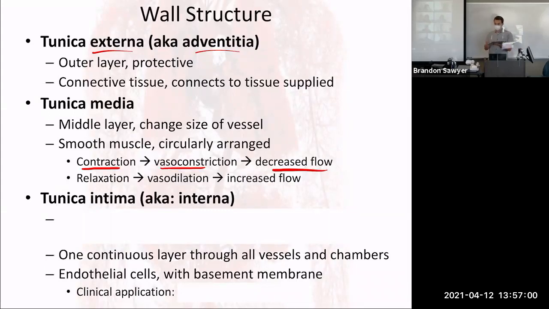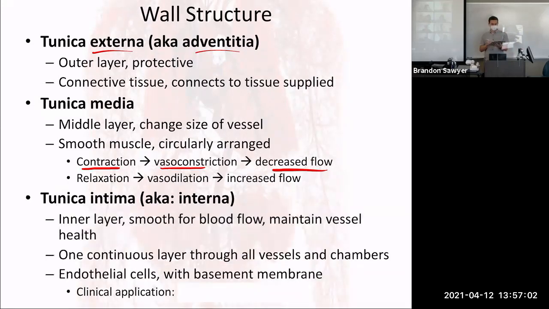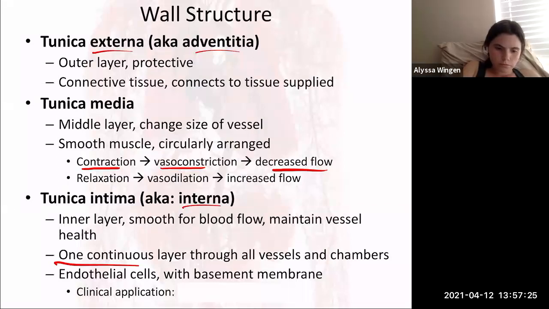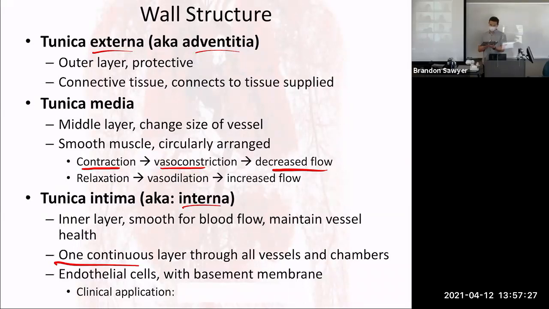Okay, and then the most internal layer is the tunica intima, or the interna. This is the inner layer, very smooth, so the blood can flow nicely down. The cells on the inside of those walls, known as endothelial cells, are very important for blood vessel and really full body health. And it's really one continuous layer of these cells through all 60,000 miles of blood vessels. It's just this one continuous layer. And so again, those endothelial cells are what line this.